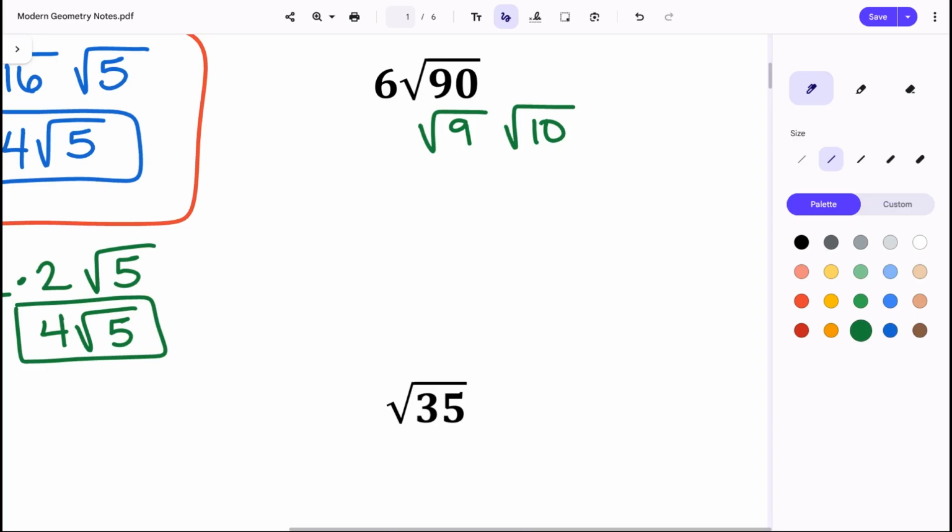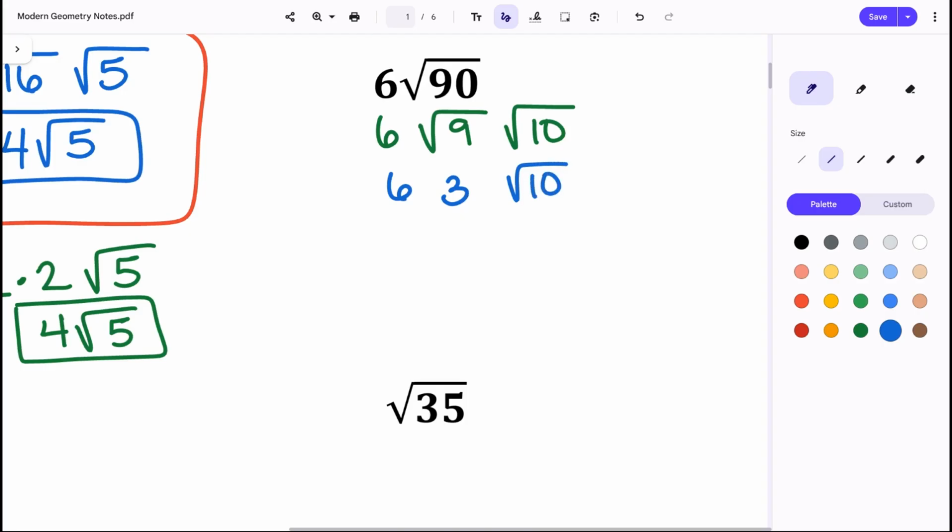Now notice that there's a 6 sitting in the front here. The 6 is just going to tag along. We're not going to make the 6 disappear. We're not going to change it by any means. We're just going to have it attach itself to the rest of the problem. Now, what's the square root of 9? 3. So this square root of 9 becomes a 3. The 6 comes down, and the square root of 10 has to stay.